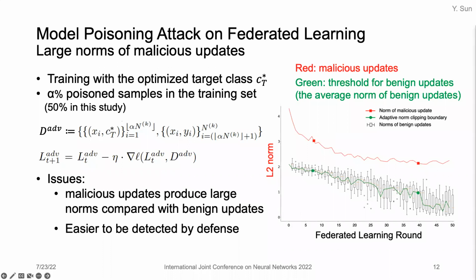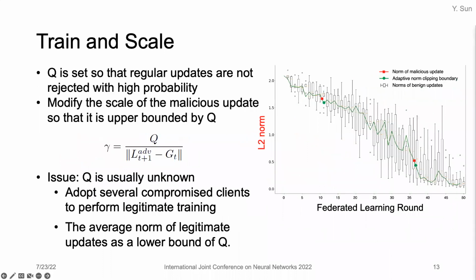The box in the graph shows the norms of benign updates. The red line shows the norm of malicious updates. The green line, which is the boundary suggested by the defense method, will drop any updates that have a norm above this threshold. As we can see, the malicious updates will be removed by the defense.